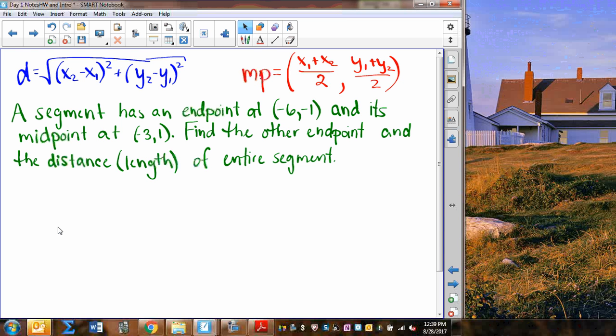Does anyone want to volunteer what they did dealing with the other endpoint? How they went about finding that? Okay, hold on, I need to work on this.